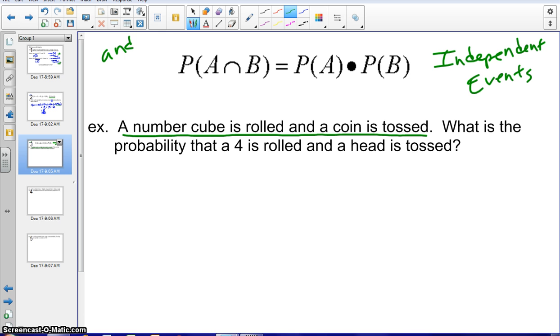So if we take a look at our example here, we have a number cube is rolled and a coin is tossed. Those two events are independent because if I roll a number cube, it does not have an effect on the toss of the coin.